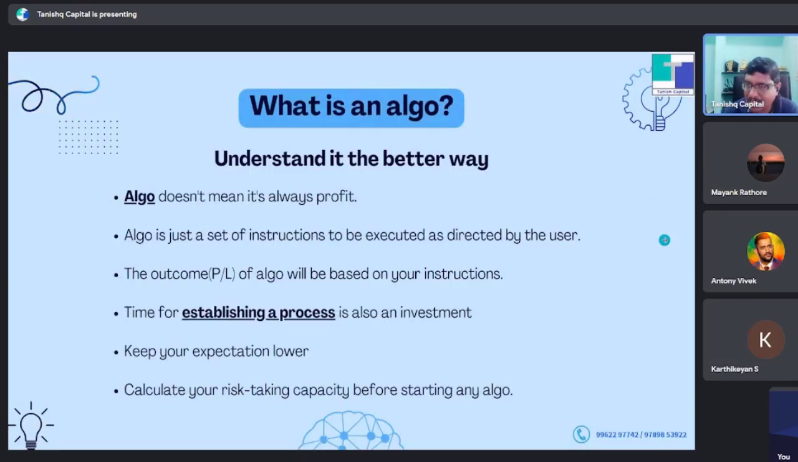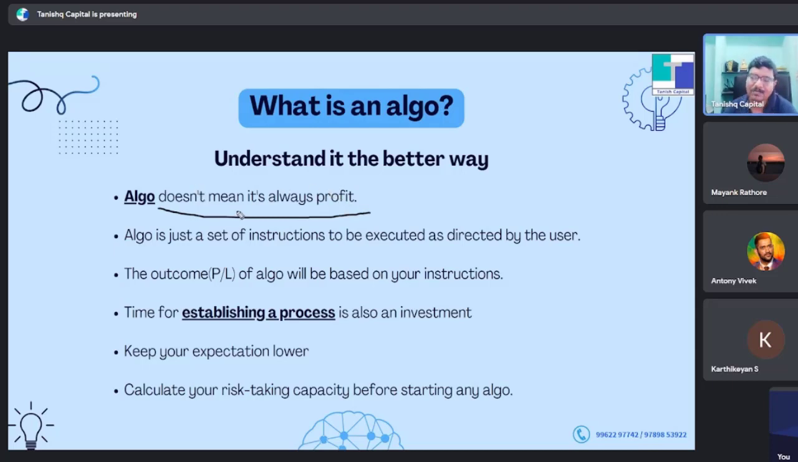So first of all, what is an algo? People think algo is a black box or kind of artificial intelligence. There is a difference between artificial intelligence and algo. Algo doesn't mean it is always in profit. Nobody can claim that if I'm mentioning algo, it is always in profit.